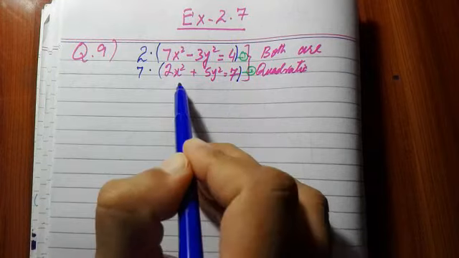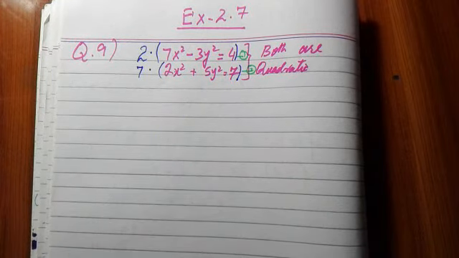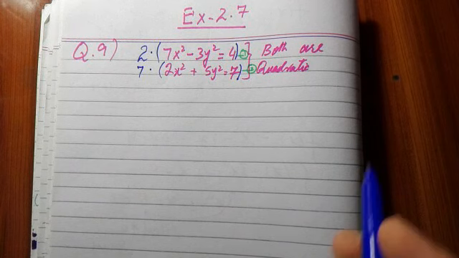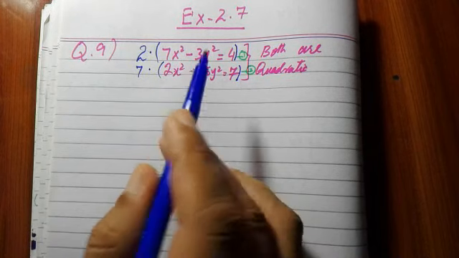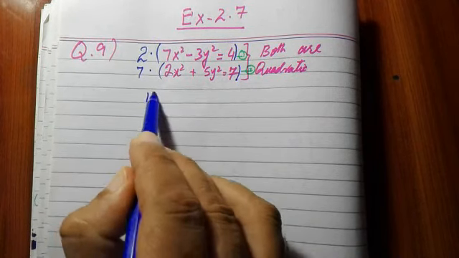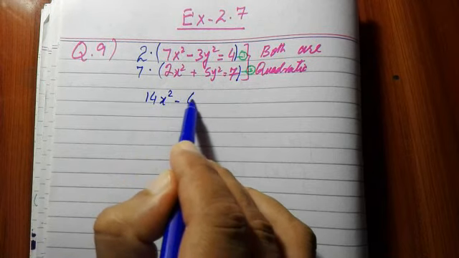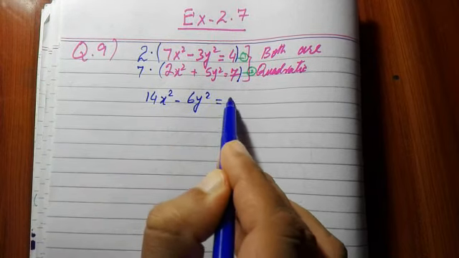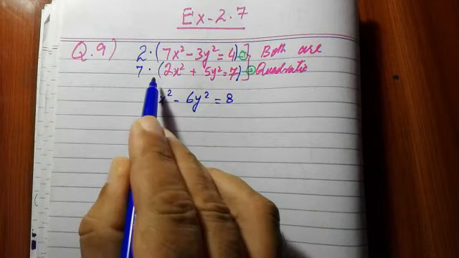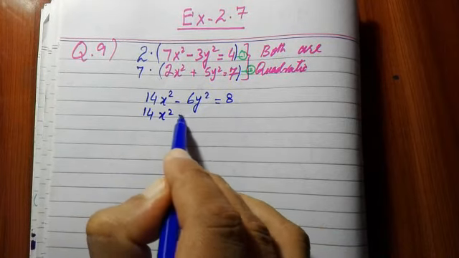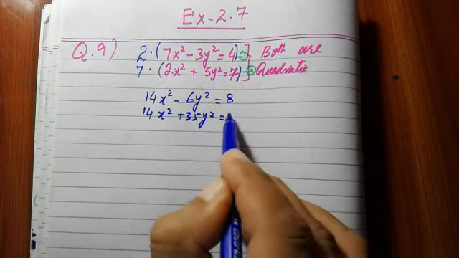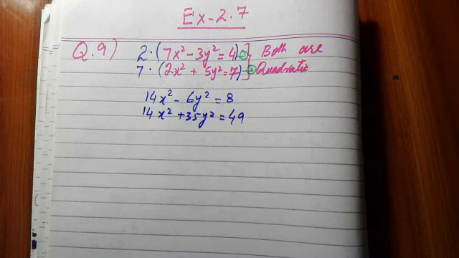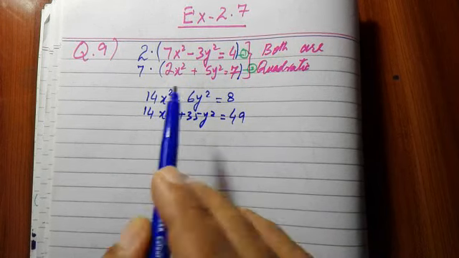the constants. So once you start it, it will become 14x square minus 6y square, 4 2s are 8, 7 2s are 14x square plus 7 5s are 35y square equals 7 7s are 49. So once you multiply it, you have made the coefficient same.